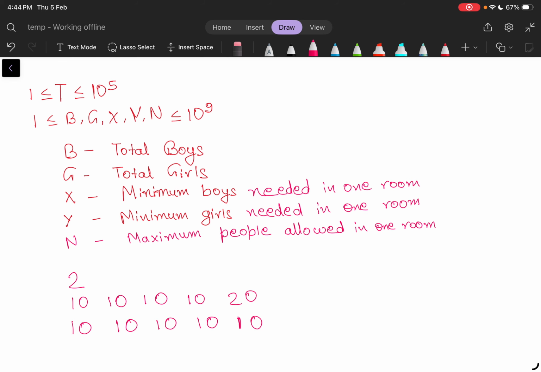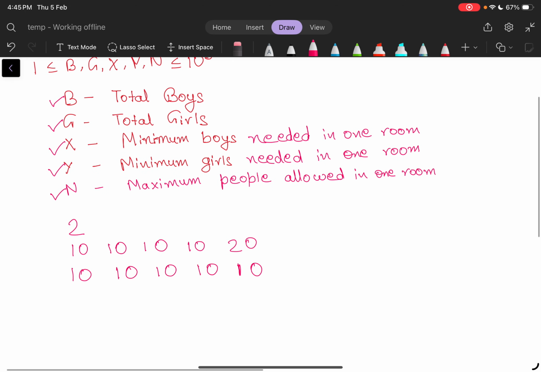So what are these values? B tells me the total count of boys, G tells me the total count of girls, X tells me the minimum boys needed in one room, Y tells me the minimum girls needed in one room, and N tells me the maximum people allowed in one room. That means at most N people should be present in one room. X tells me at least these many boys should be present in one room, and Y tells me at least these many girls should be present in one room.